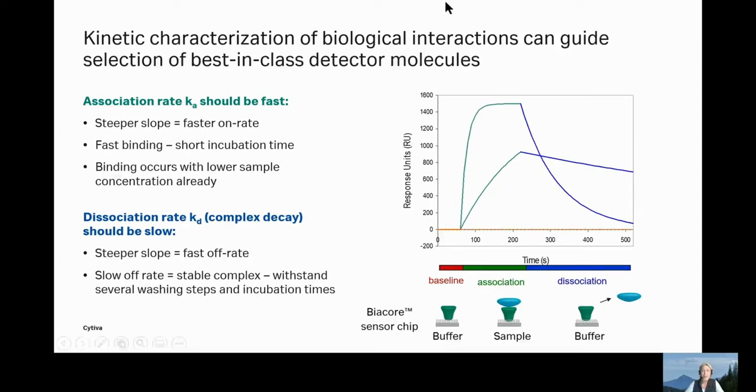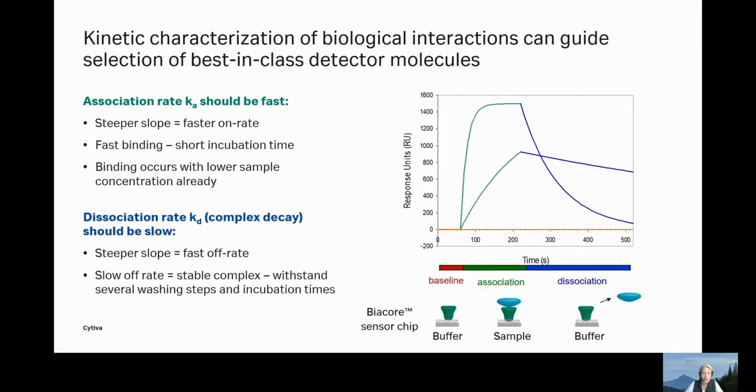How does this work? We see here an overlay of 2 interactions showing the same steady-state affinity, but significantly different kinetic rate constants, which you can recognize from the sensorgram shape. So here you see a fast association for this interaction and also a fast dissociation. So these complexes decay quite fast. The other interaction shows a slower association, but the complexes, when they are formed, are very stable and decay very slowly. You see it here in the slope of the sensorgram.